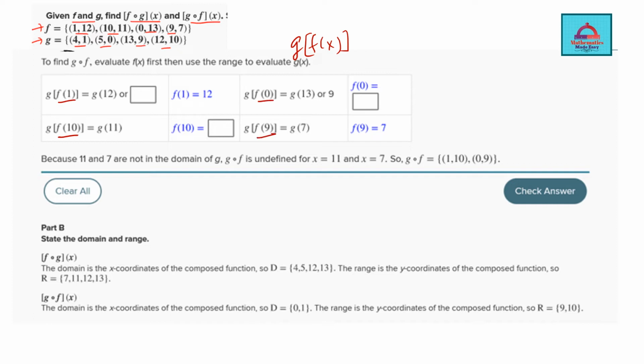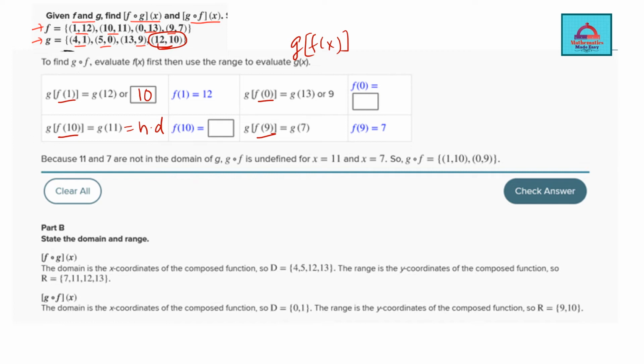So what is g of f of 1? f of 1 is 12, so it is g of 12. g of 12 is 10. How do you get it? From this point. Then g of f of 10: f of 10 means 11. So g of 11 is how much? 11 is going nowhere, so not defined. 11 is not a part of the domain of g, so it is not defined.